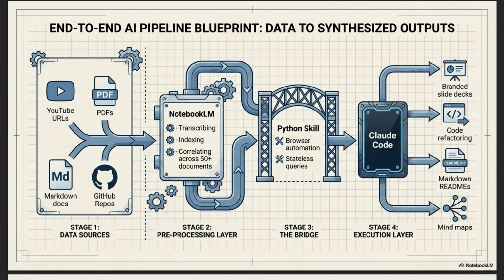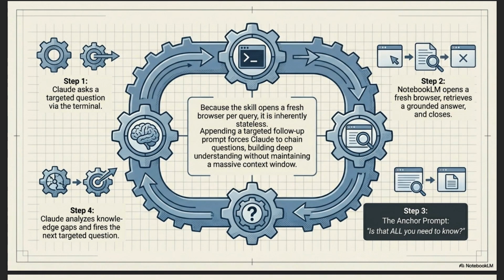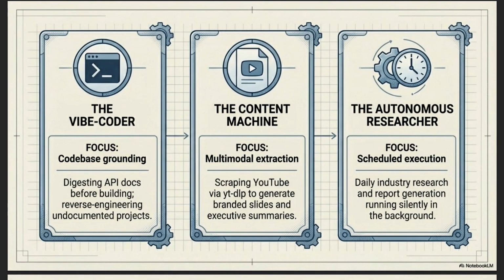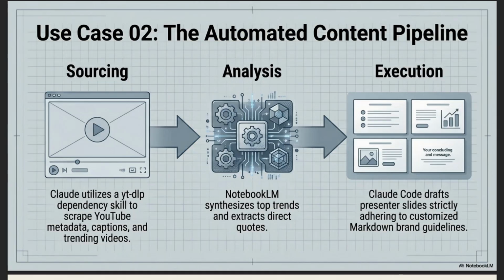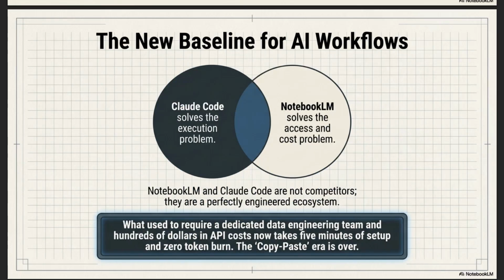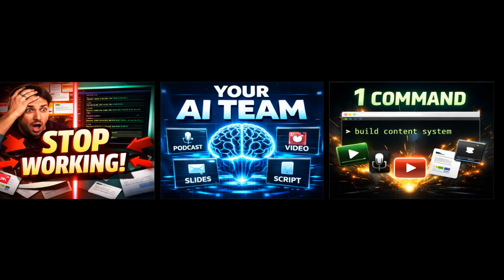Step 3. Artifact generation. Once the sources are loaded, Claude triggers all studio outputs at once. Audio overview, video, infographic, slide deck, and a written report. That's the pro move. So what do you actually get at the end of these 5 automated minutes?